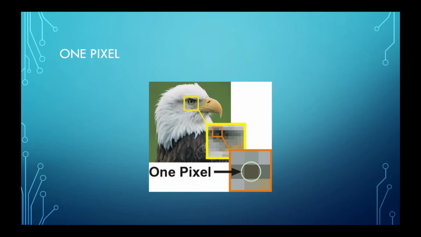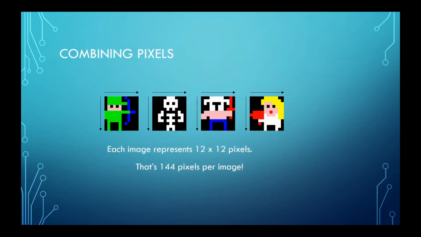Images are created with many little dots or squares. We call them pixels. The more pixels in an image, the more detail we can see. With several pixels grouped together, we start to see a visual representation of something much greater. These images represent 12 pixels across by 12 pixels down. 12 times 12 is 144 pixels for each image. It doesn't seem like very many, but these are tiny pictures.